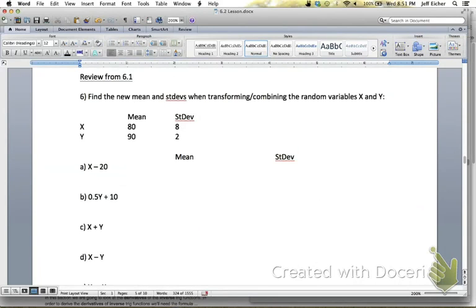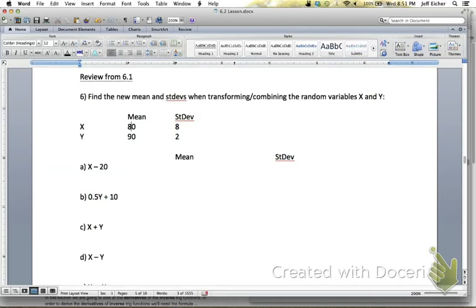Number 6 is a nice little review. I think this is helpful for students to review stuff from yesterday and the 6.1 lesson. Here you're given the mean of some random variable x and the standard deviation. Here you're given the mean of some random variable y and its standard deviation. So just like to review, if you have a random variable and you subtract 20, does that change the mean? Does that change standard deviation? This one you're multiplying by a half and then adding 10. Does multiplying and adding change the mean and standard deviation?